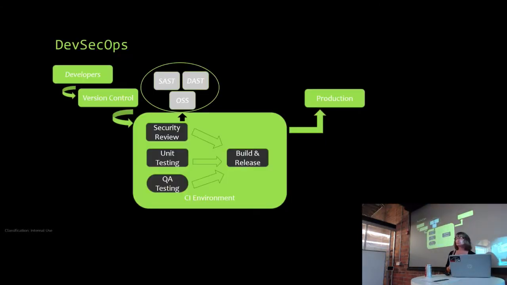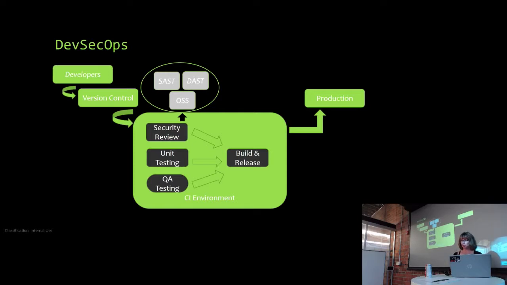Okay. Hopefully y'all can see that picture. So DevSecOps, there's the developers piece, which they are hopefully checking all their code into version control of some sort, which then is hopefully getting processed in some sort of CI environment. Within that box, we've got security review, unit testing, QA testing, anything that needs to happen from a testing perspective to go into the build and release process. The piece I'm talking about tonight is in the circle there at the top, where we've got SAST, DAST, and OSS. And the SAST piece is what we're going to talk a little bit about, the static application.